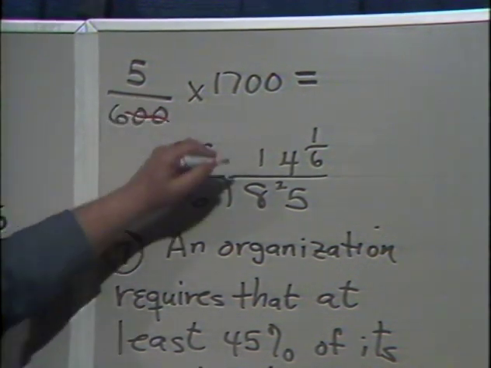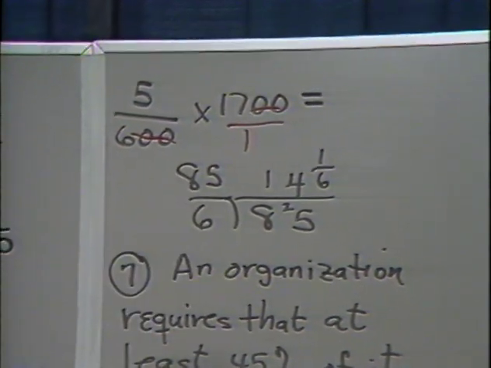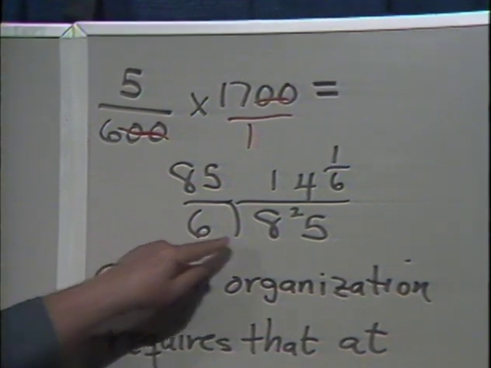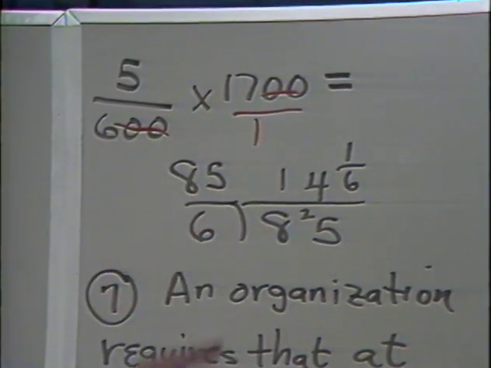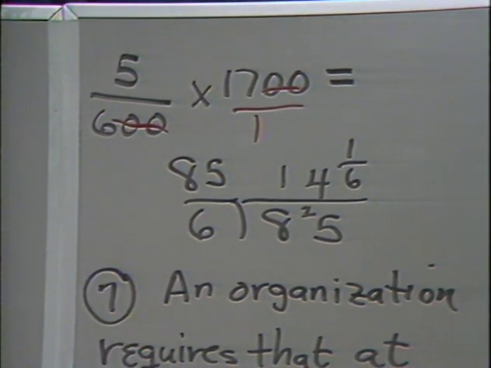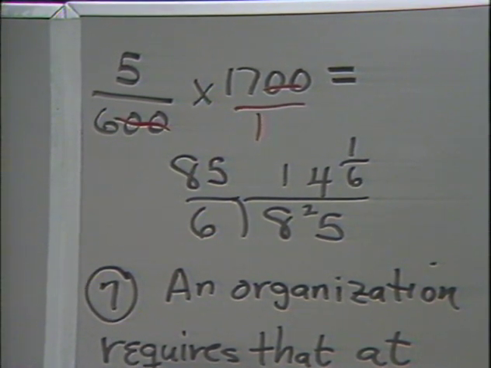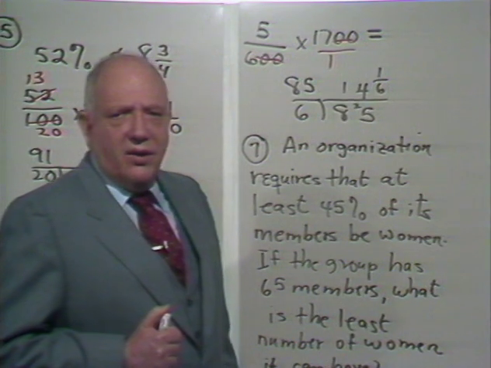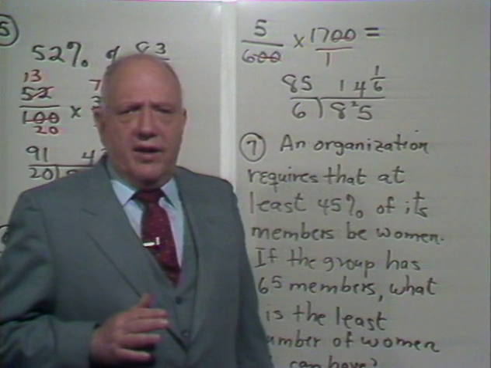The 2 zeros here cancel with the 2 zeros here. We wind up with 5 times 17, which is 85, over 6. 6 goes into 85 how many times? 6 goes into 8 once with a remainder of 2. 6 goes into 25 4 times with a remainder of 1. The answer is 14 1/6, which certainly is compatible with our guess that the correct answer had to be somewhat less than 17. Okay? Now, that completes the technical end of this.